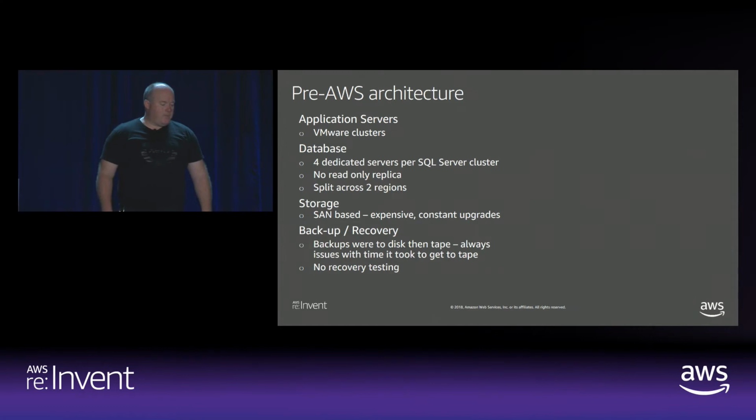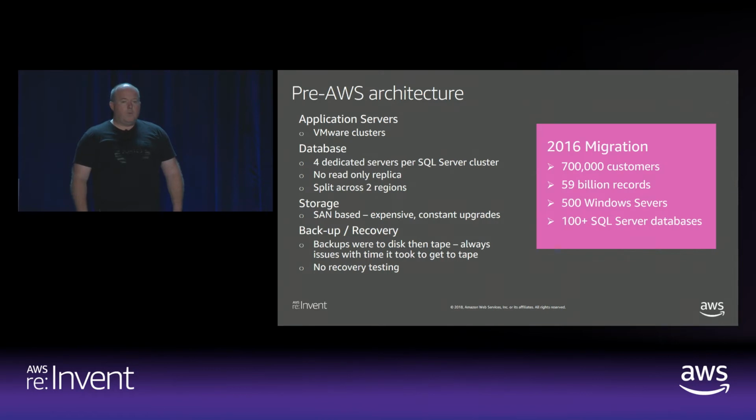For backup and recovery, backups were always to disk, then to tape, and there were always issues with how long it took us to get off disk onto tape. We spent an inordinate amount of time troubleshooting those issues, and we had no recovery testing as a result. We completed our migration onto the Amazon platform in 2016. We moved 700,000 customers, 59 billion records, 500 Windows servers, and over 100 SQL Server databases.